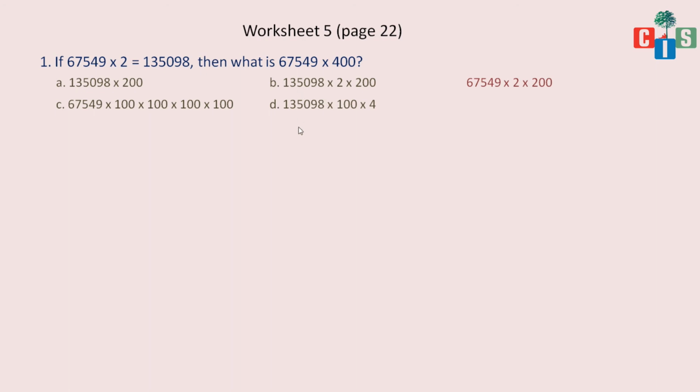Then also we will check the rest of the options. See, this is invalid because this is 400 here. 2 into 200 means 400. 400 multiplied by this answer. No. The question is, what is this number multiplied by 400? So this is the wrong option.